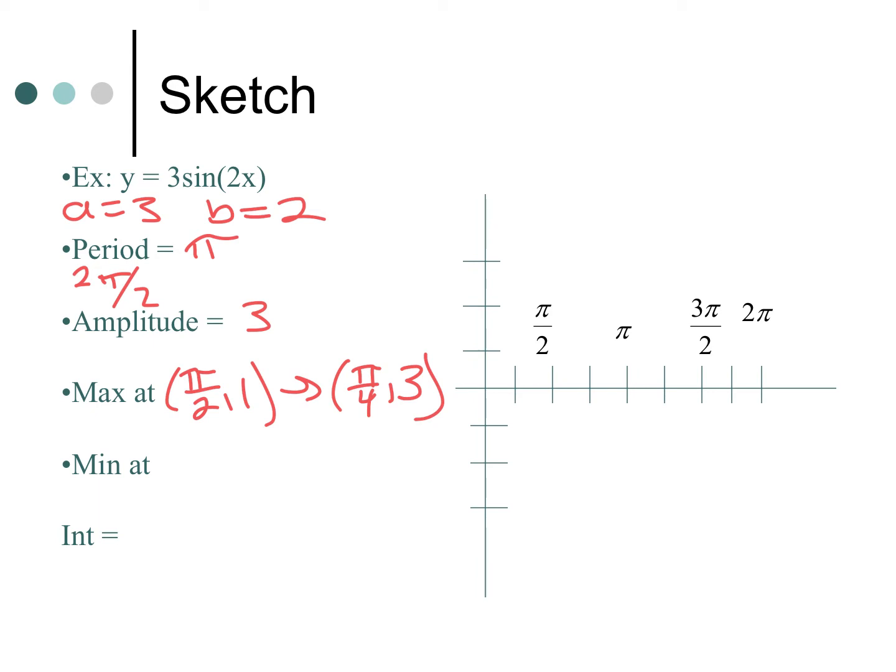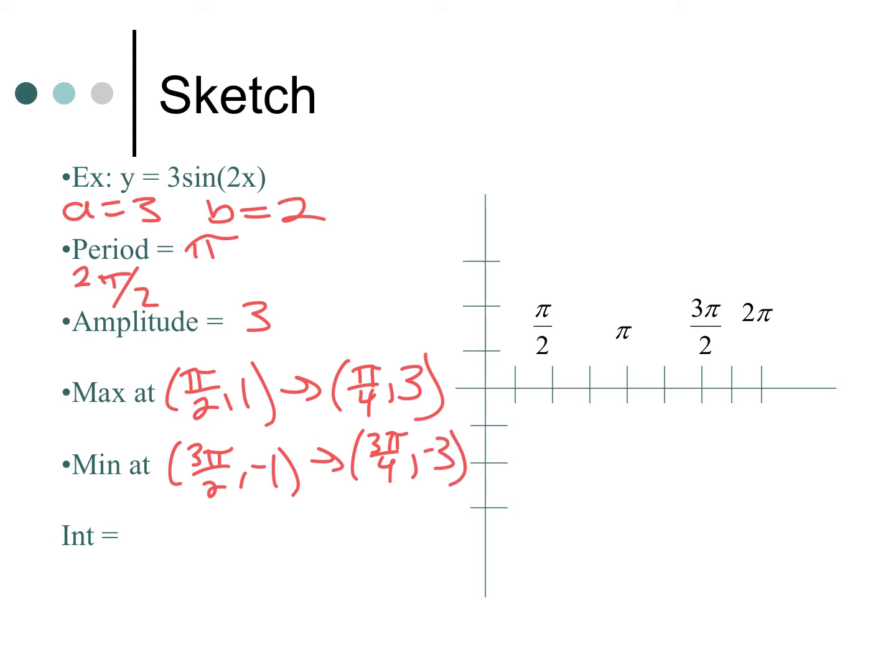For my minimum, that happened at 3 pi over 2, comma negative 1. And again, we're going to take our x value and horizontally shrink that, or multiply by 1/2. So I'm going to get 3 pi over 4. And then for my amplitude, it was negative 1. Now it's going to be negative 1 times 3, so we have negative 3.